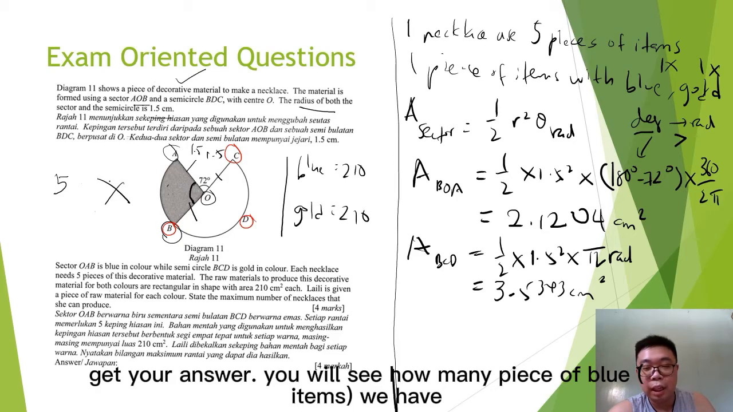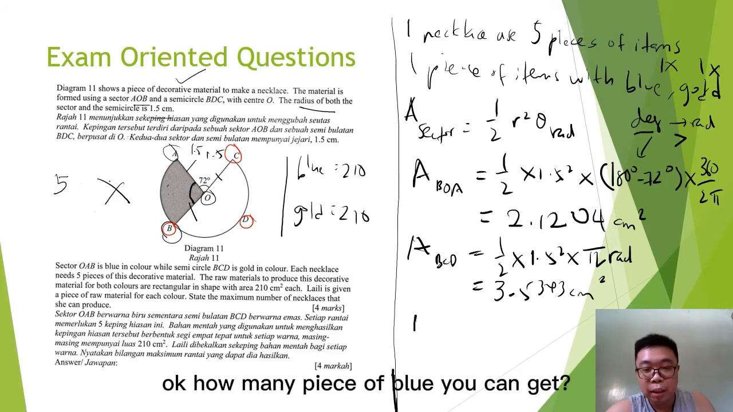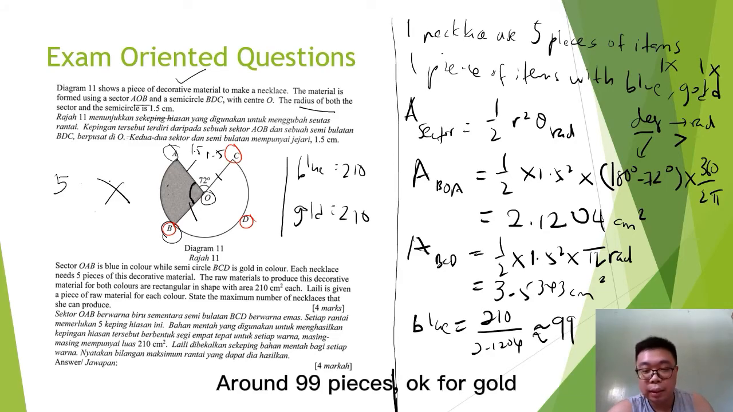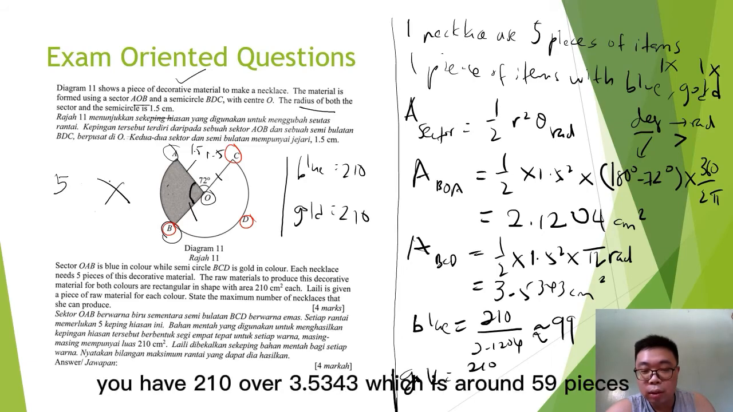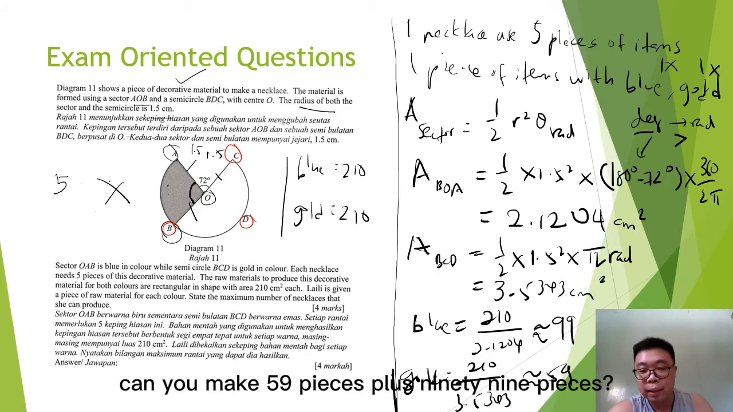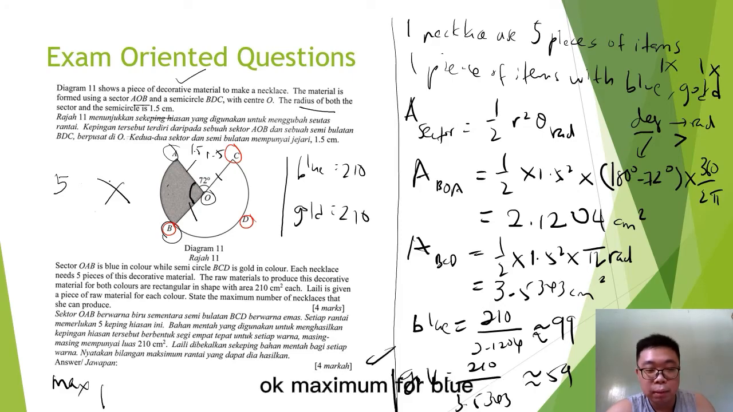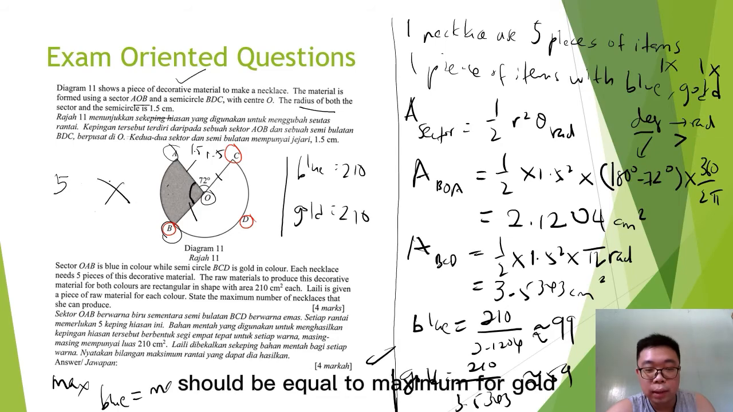Okay, you will see how many pieces of blue we have. How many pieces of blue you can get. For blue one you can get 210 over 2.1204, which is around 99 pieces. For the gold you have 210 over 3.5343, which is around 59 pieces. Can you make 59 pieces plus 99 pieces? No. So maximum for blue should be equal to maximum for gold, which is 59 pieces.